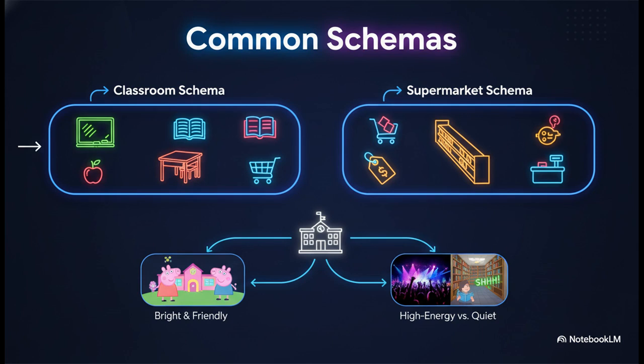Your classroom schema just knows there will be desks and a board. Your supermarket schema expects aisles and a checkout line. And what's really cool is how specific they get. You've got a general school schema, but you also have one for Peppa Pig's school, which is all colorful and friendly. And you can bet your schema for an M&M concert, stage, microphone, huge crowd, is going to be way different from your schema for a quiet library, right?